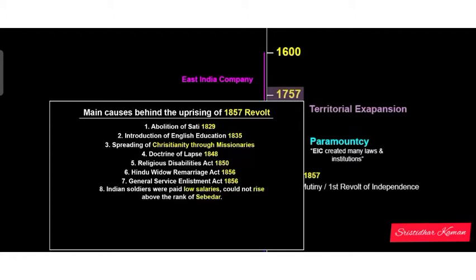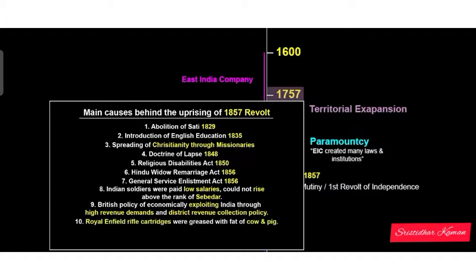Then Indian soldiers were paid low salaries as compared to Britishers of the same rank. Although Indian soldiers outnumbered the British soldiers, they could not rise above the rank of Subedar and were also racially insulted. The British policy of economically exploiting India also became one of the causes of the revolt. This hurt all sections of the society. Peasants suffered due to high revenue demands and the district revenue collection policy.